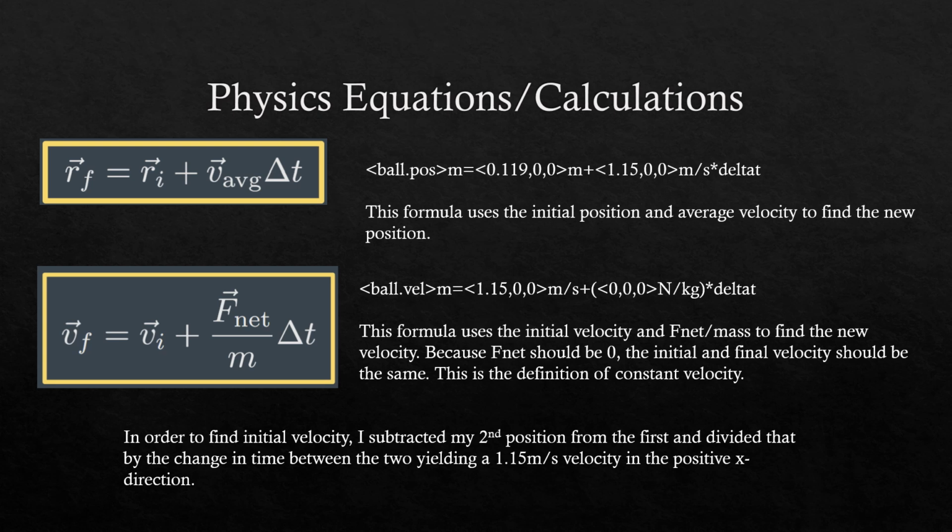And for the velocity update formula, because Fnet equals 0 throughout this experiment, or it should, it essentially cancels out the right side of the plus sign and makes you see that final velocity should equal initial velocity, or velocity should remain constant throughout the experiment.